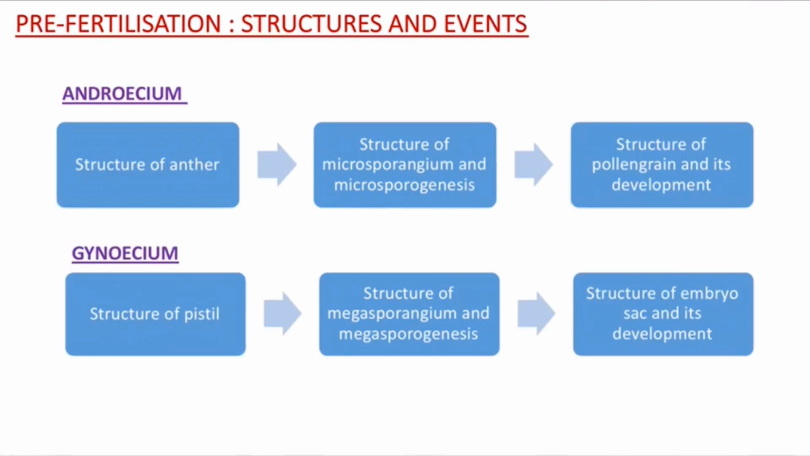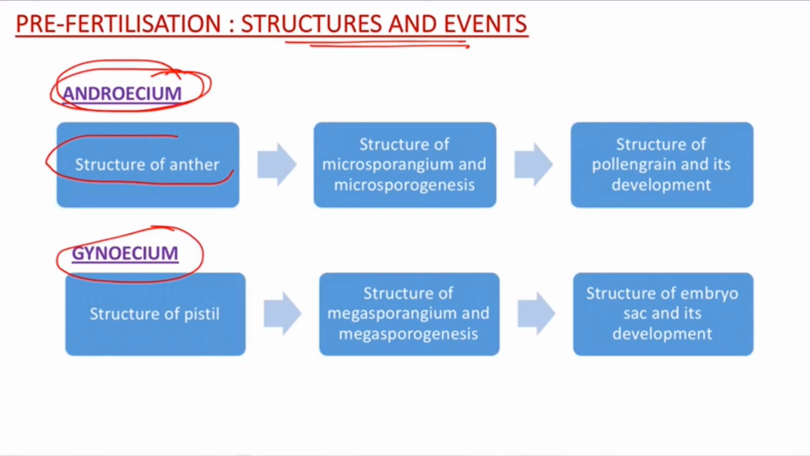In the pre-fertilization event, we need to study the structures and different events that take place for the formation of gametes. Now, we know there are two organs: the androecium, which is the male reproductive organ, and the gynoecium, the female reproductive organ. In both of these organs, we need to see how the gametes are formed and how their development is carried out. So in this video, we are only going to study the male reproductive organ, that is the androecium, and the structure of the anther. All the terms we'll study later on. So let us begin first.